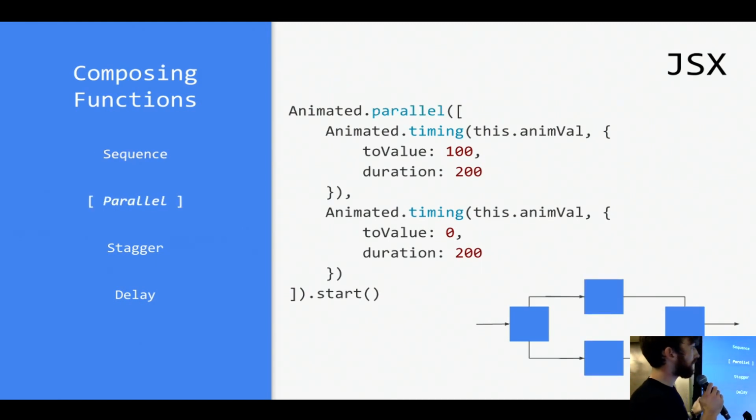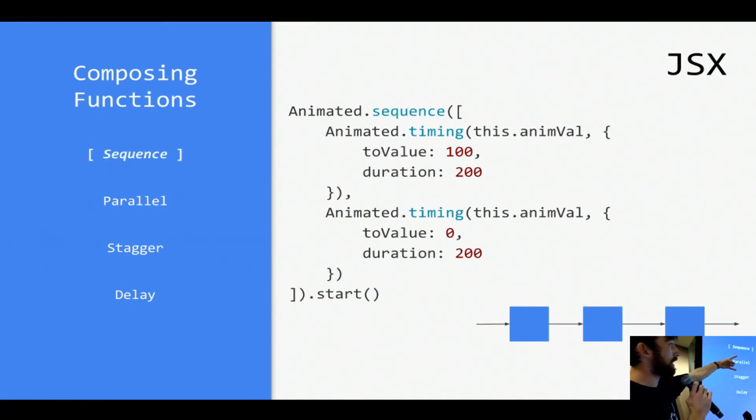Next up, we have the parallel function. This is the opposite. We're going to do these exact same things at the exact same time. So this animation is going to finish in 200 milliseconds, right? Two 200-millisecond animations at the same time is going to be 200 milliseconds. Two 200 animations sequentially is going to be 400 milliseconds, right?